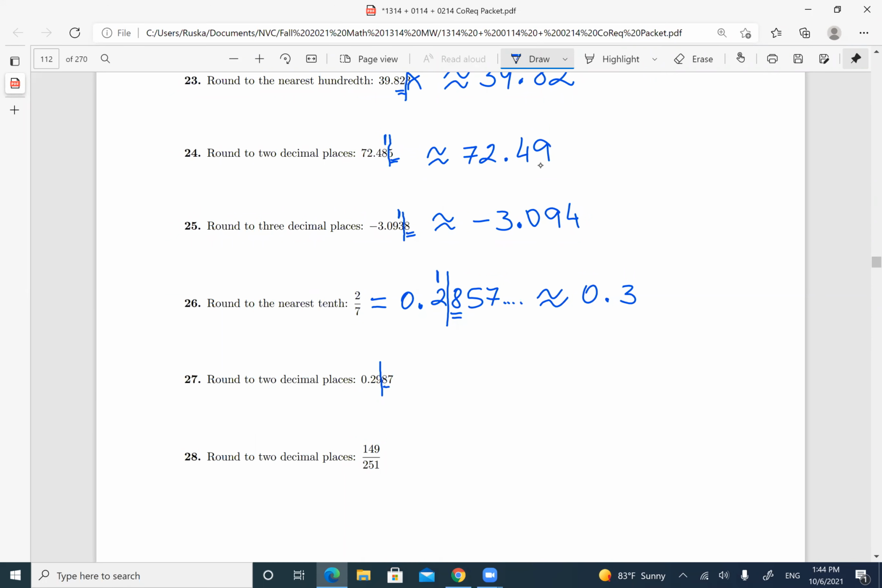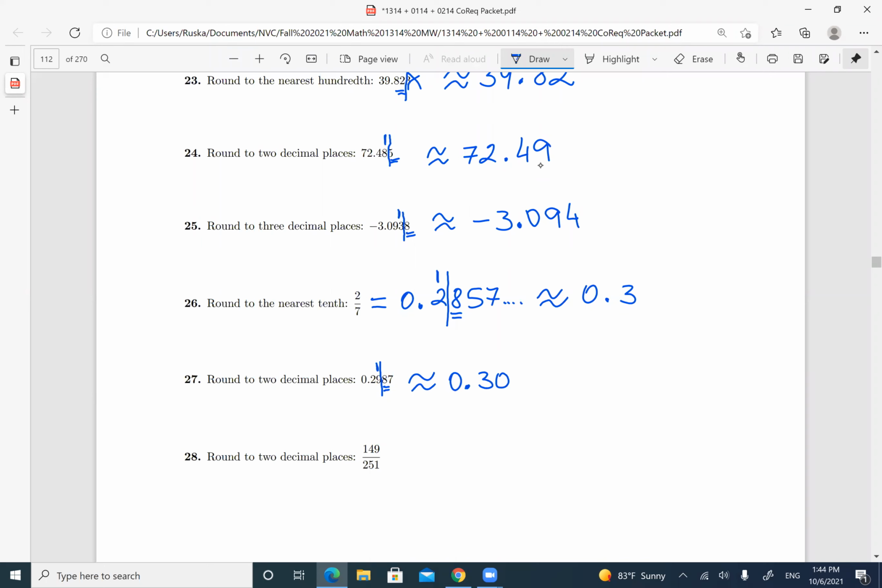So the third decimal place is 8. So I'm going to add 1 to the 9. So you're going to round how? 0. What is 29 plus 1? 30, right? 0.30.